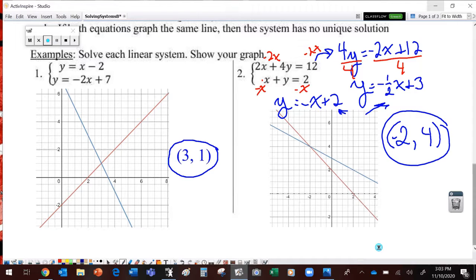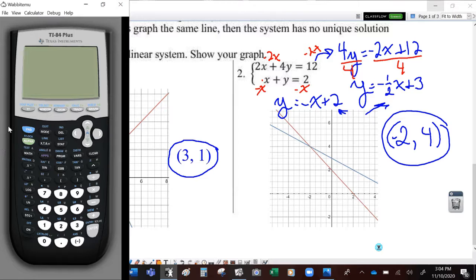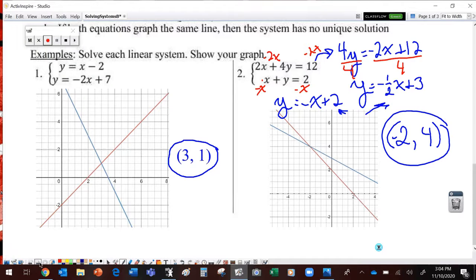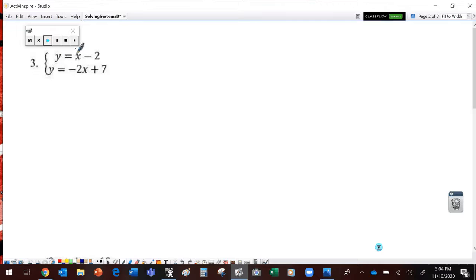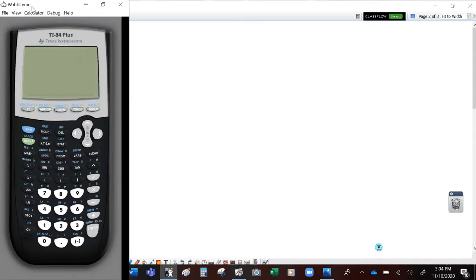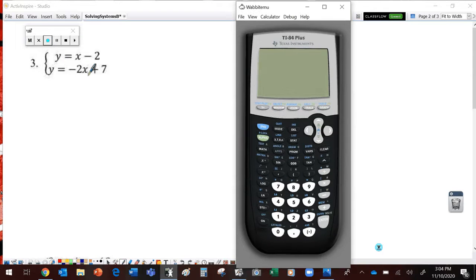Okay, now I also want to show you another platform you can use. If you have a regular old graphing calculator, or if you have the Wabbit Emu app on your calculator, or the Calculator X, really any graphing calculator app on your phone, what we can do is use that to graph these systems as well. Okay, so let me make that smaller so I can see everything. There we go. I want to solve this system here. Okay, so I have y equals x minus 2 and y equals negative 2x plus 7.